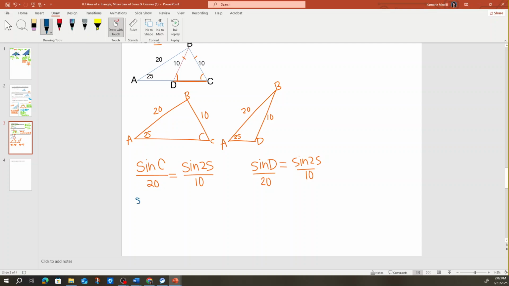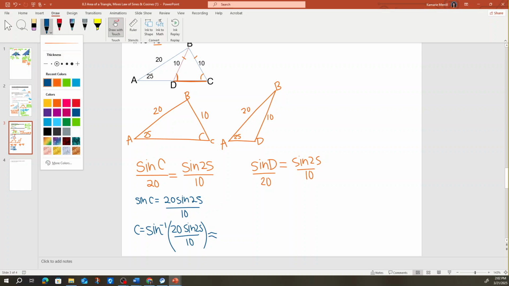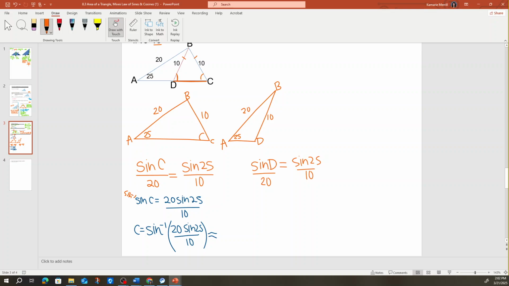It's just going to be 20. Sine of C is 20 times sine of 25 over 10. And then what do I do to put it in my calculator now? C will be sine inverse of all of that. Do you guys agree? In order to finish my sine here, I have to take sine inverse, right? Sine inverse. Everybody good?